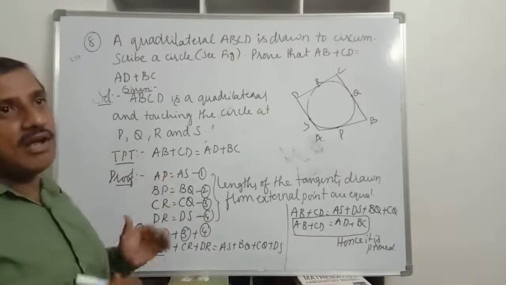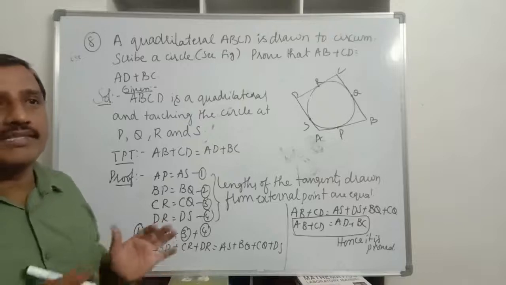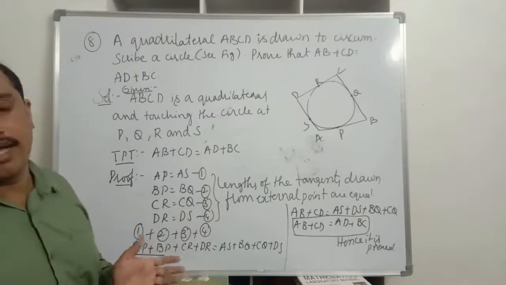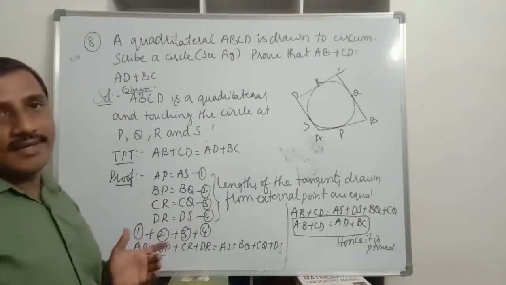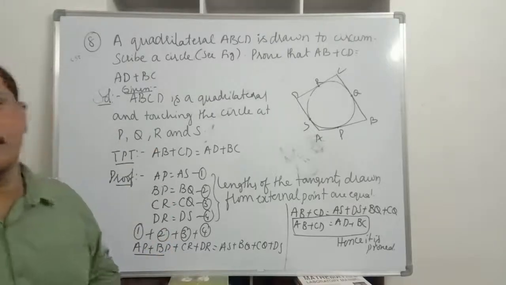The same concept will also apply for proving that a parallelogram circumscribing a circle is a rhombus. Is it clear, children, how to prove this?